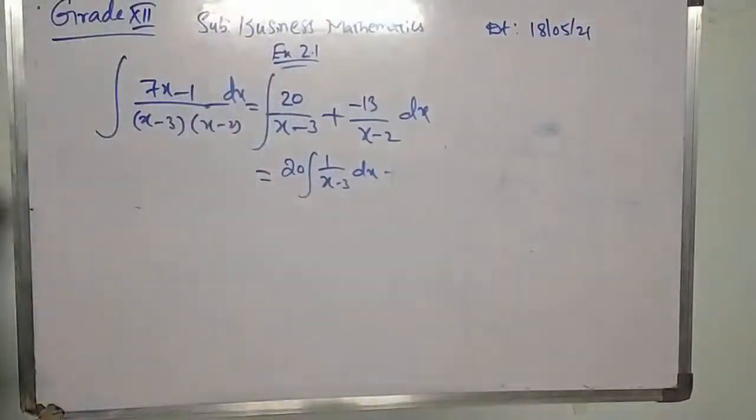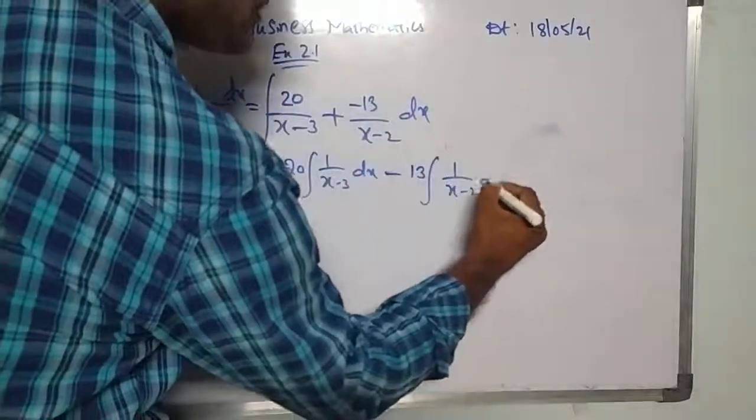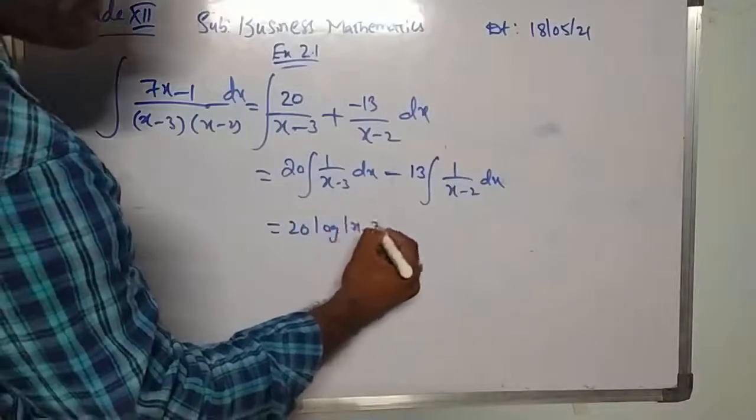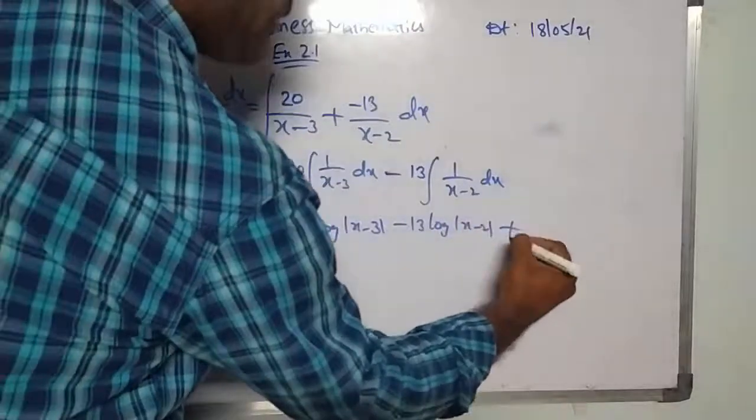So plus into minus, minus 13 integral 1 by x minus 2 dx. So 20 log of x minus 3 minus 13 log of x minus 2 plus c.